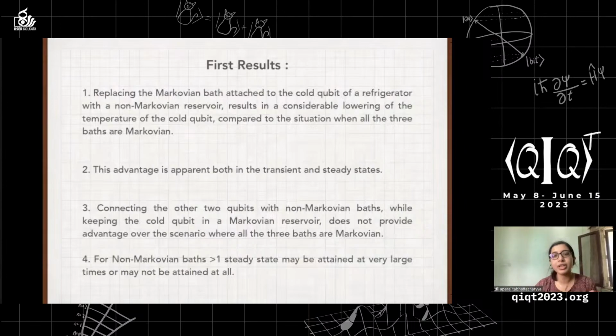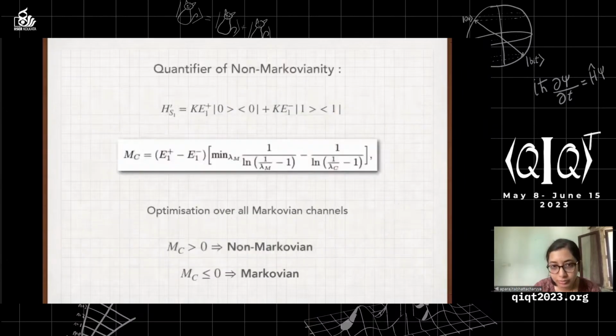Replacing the Markovian path attached to the cold qubit of a refrigerator with a non-Markovian reservoir results in a considerable lowering of the temperature of the cold qubit compared to the situation where all the 3 paths are Markovian. And this advantage is apparent both in the transient and steady states. However, connecting the other 2 qubits to non-Markovian paths while keeping the cold qubit in a Markovian reservoir does not provide an advantage over the ideal scenario. And also, for a number of non-Markovian paths greater than 1, the steady state may be attained at very large times or may not be attained at all.